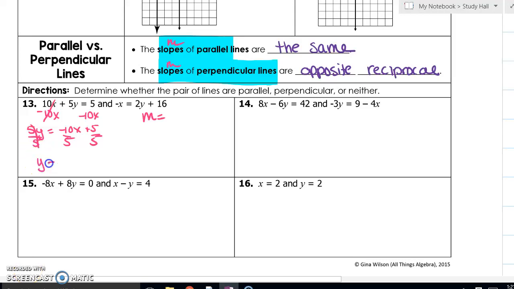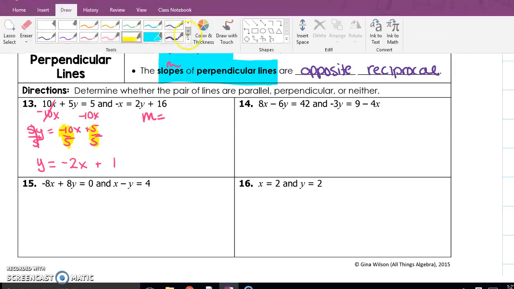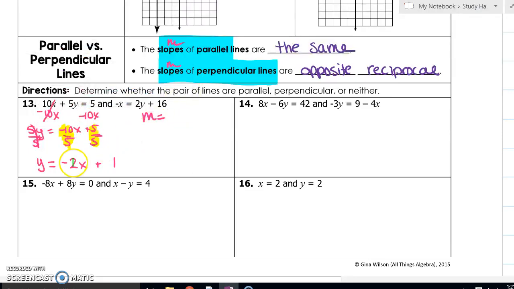So the final equation in slope-intercept form for number 13 is negative 2x plus 1, because negative 10/5 simplifies to negative 2, and 5/5 simplifies to 1. And we know that the number in front of x always gives you your slope. So your slope is negative 2. Okay, so that's the slope for the first line.